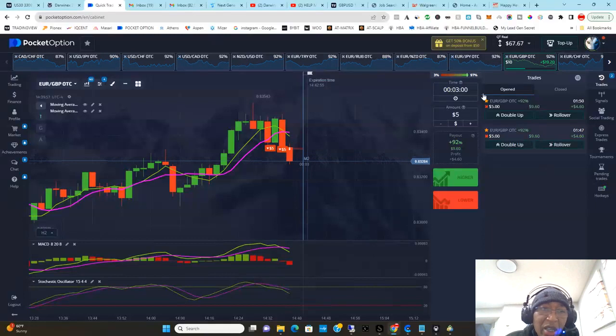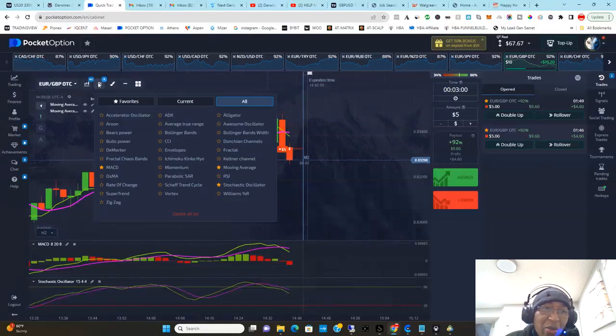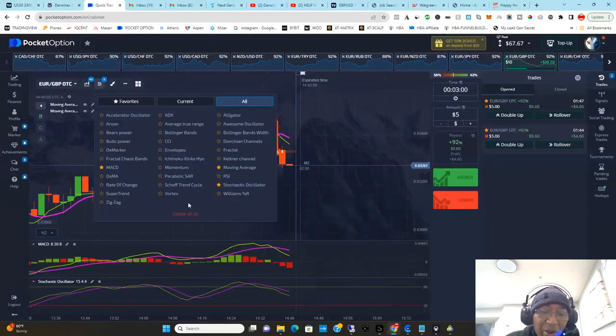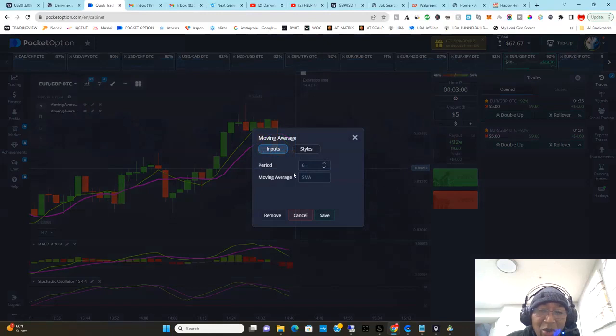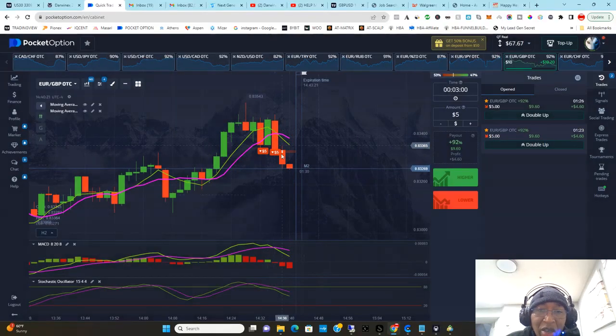Get the demo account. And then once you have the demo account, come over here and look for these 4 indicators: 2 moving averages, the MACD, and the stochastic oscillator, okay? And the setup is very simple. For the moving average, the first one, the period is 6, SMA, and I would put it as green, 2 pixels so I can see it. That's the green one here.